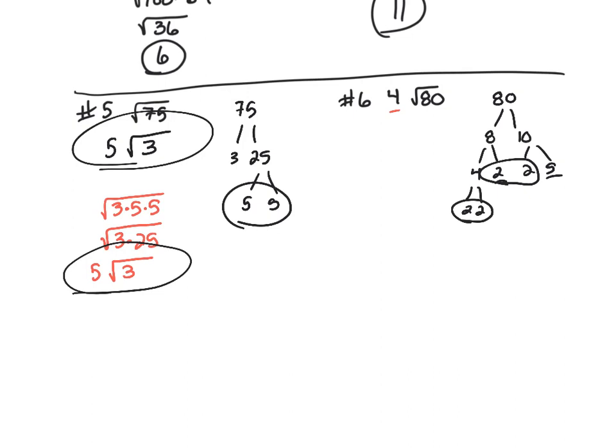So now I move all the pairs to the outside of the radical. I already have a 4, so I'm just going to bring my 4 down. I have a 2, then another 2, then I have this 5 left over. 4 times 2 is 8, times 2 is 16, square root of 5.